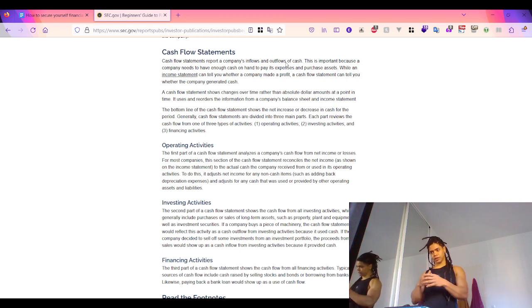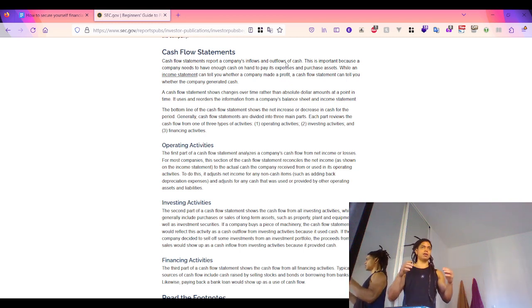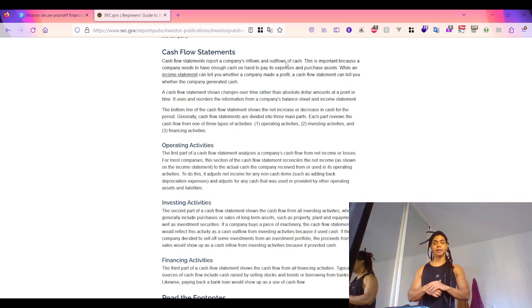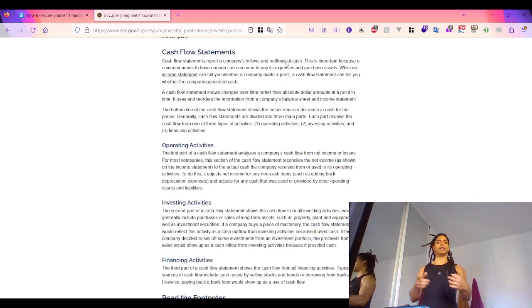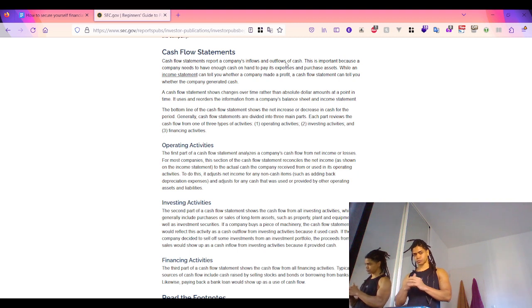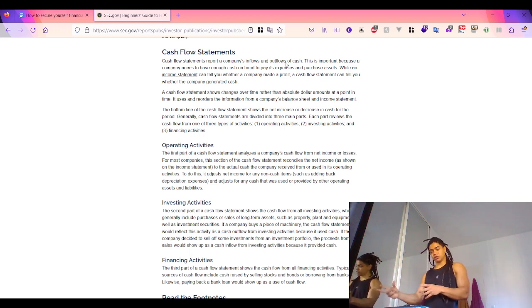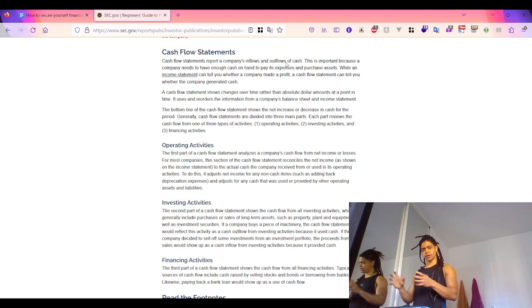So for example, with the investing activities, if a company decides to purchase a property, this activity is registered as a cash outflow because cash was used to pay for that. However, if a company decides to sell some investment or a machinery, this activity is registered as a cash inflow because cash was received from the operation.